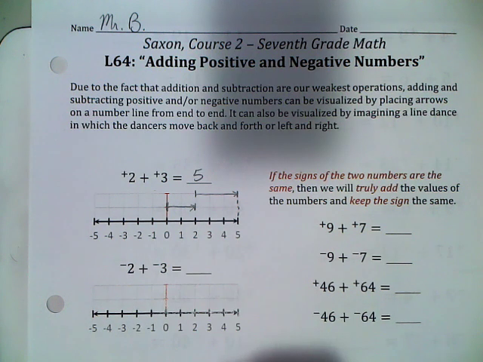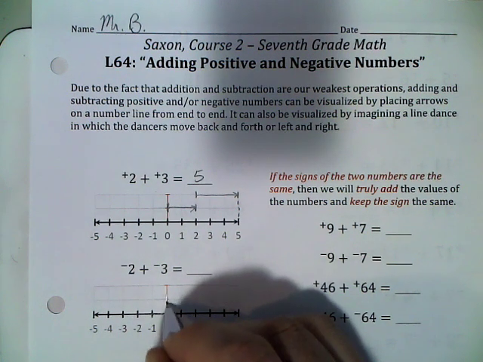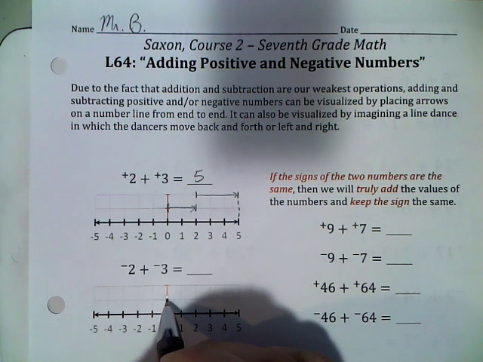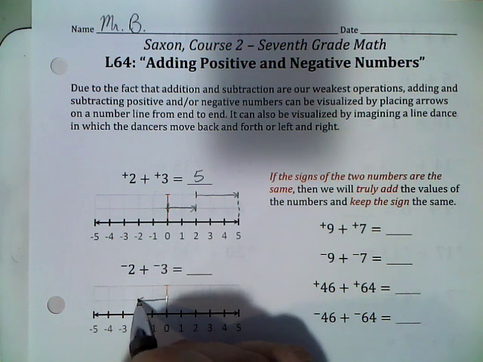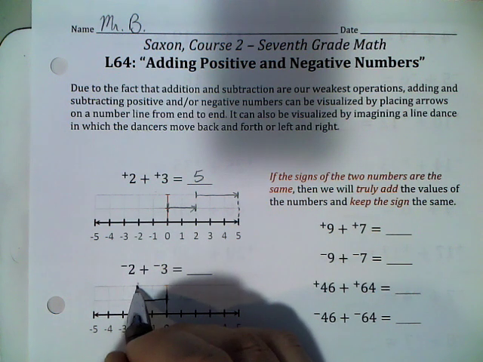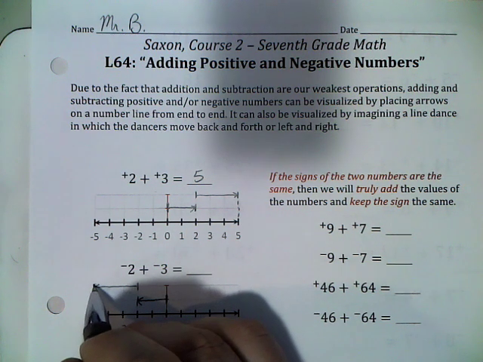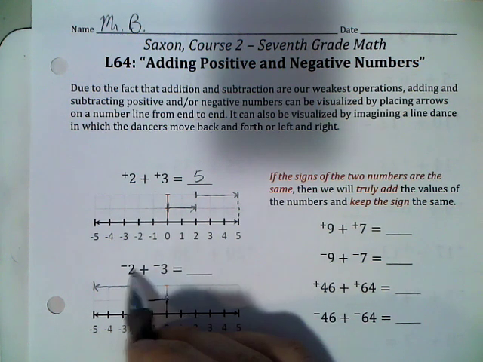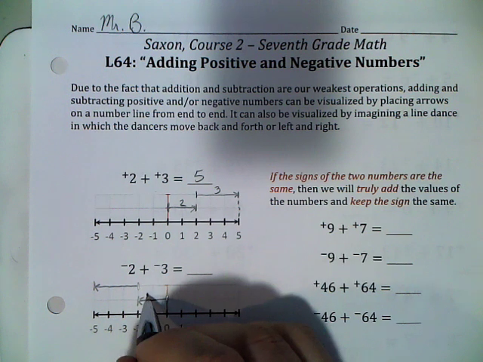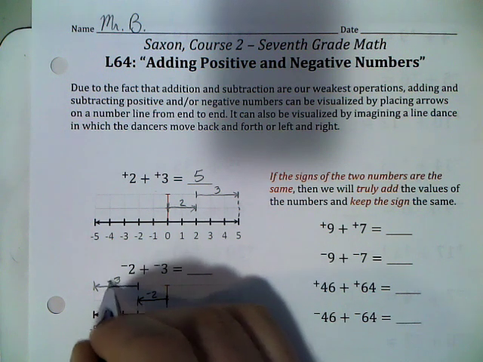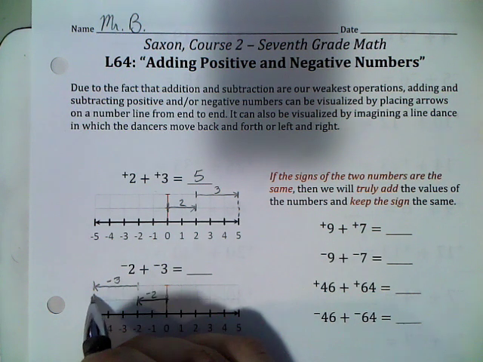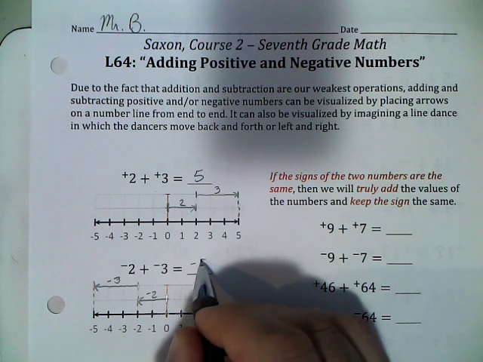If we model this now, it's almost the same problem, except where I had 2 positives, now I have 2 negatives. This time a negative 2 will tell me to go 2 to the left, and then I'll start where I stopped, and a negative 3 will tell me to go 3 more to the left, 1, 2, 3. And so what we discover is a negative 2 plus a negative 3, oh, and I almost forgot my labels here, my apologies. What we discover is a negative 2 plus a negative 3 ends up being a negative 5.